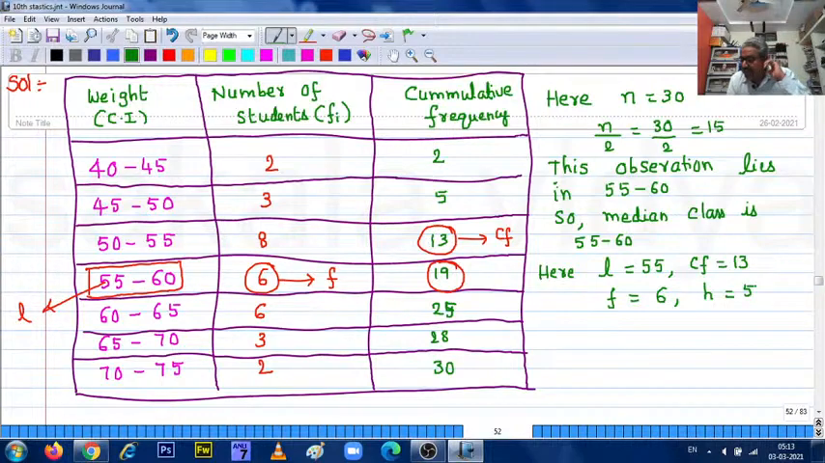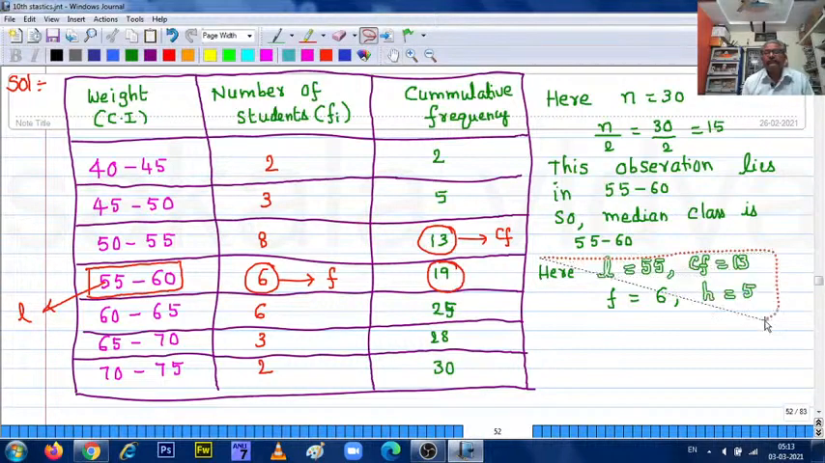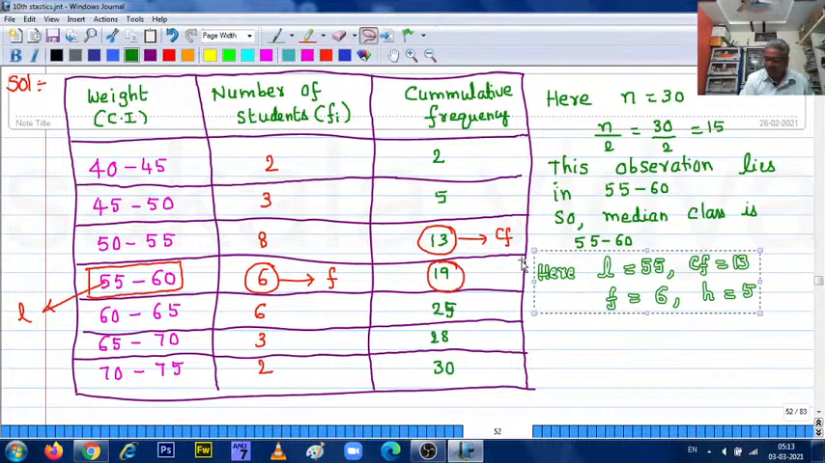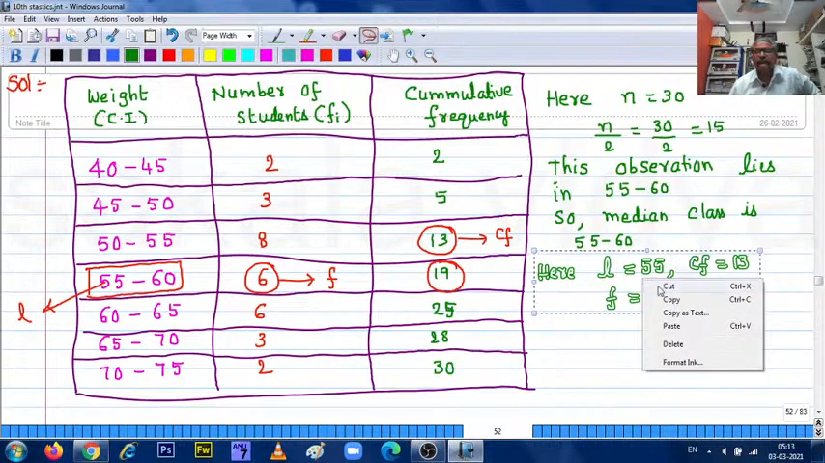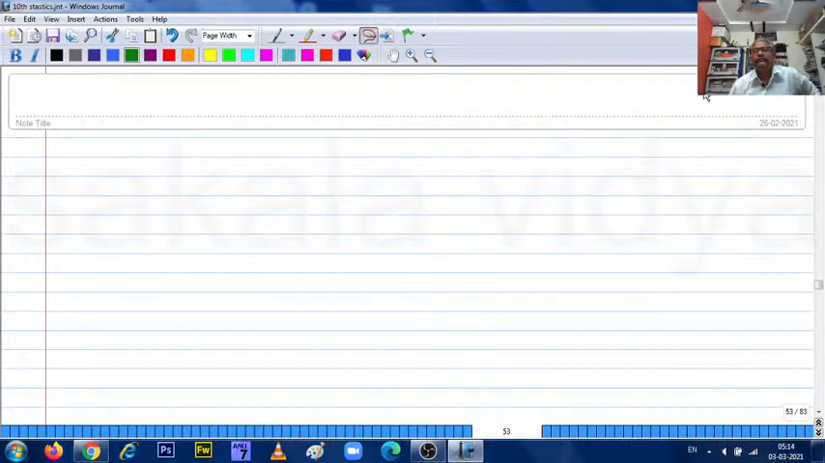So now the formula we need to write, exactly correct. 13 plus 6 is 19. Exactly, I have written 19 only. So now, with the help of these values we need to find the median. First, write down the formula.